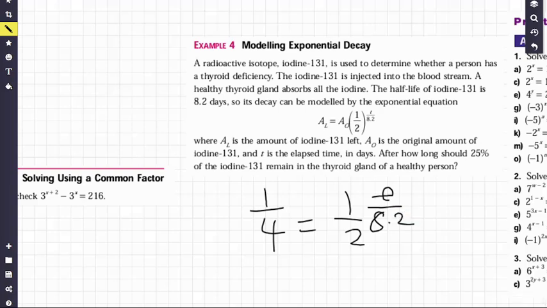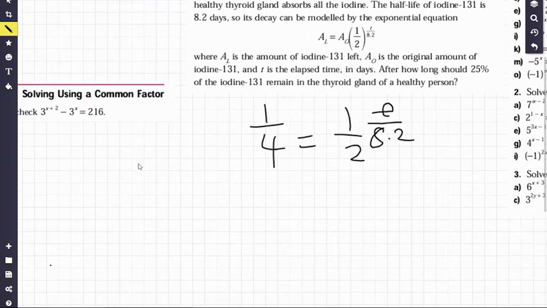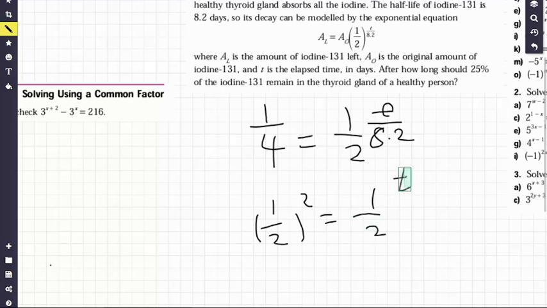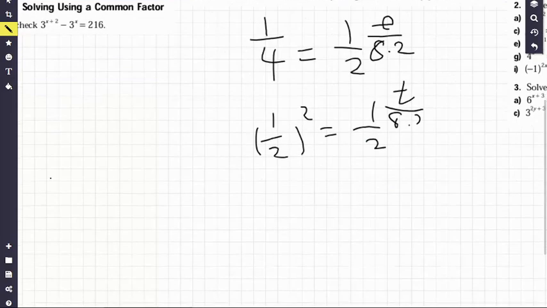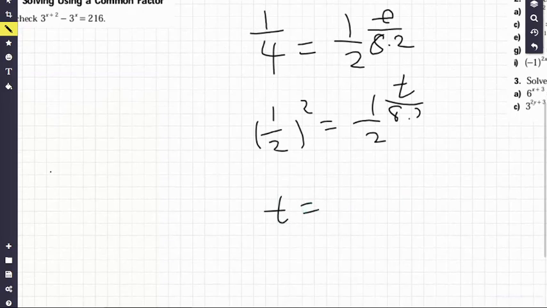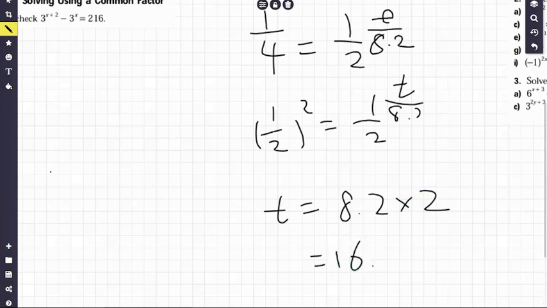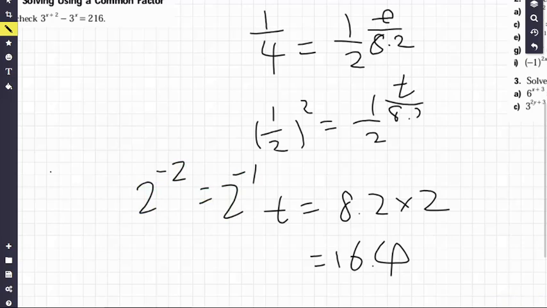Now, if you can't see it already, we can directly turn this into a same base, or we can turn it into a base of a fraction. So if we have 1/2, we can have 1/2 squared is equal to 1/2 to the T over 8.2, and then we have to solve. T is equal to 8.2 times 2, and then you'll get 16.4. Or you could have changed that to a base of 2. It would be like 2 to the negative 2 equals 2 to the negative T over 8.2, and then you do that.